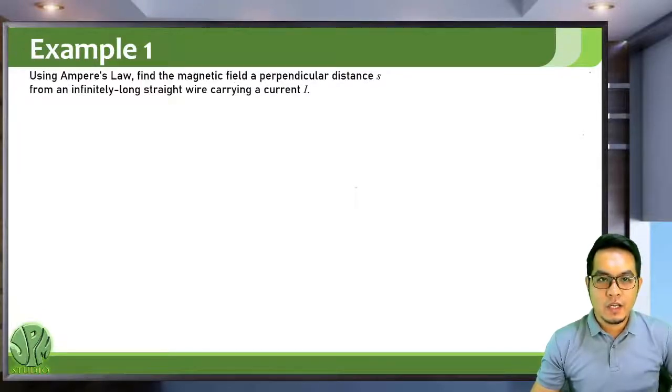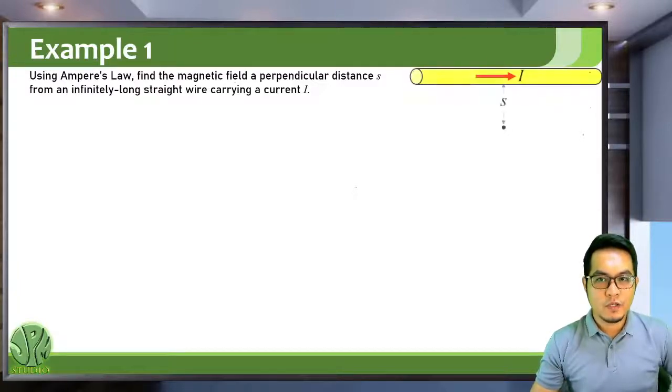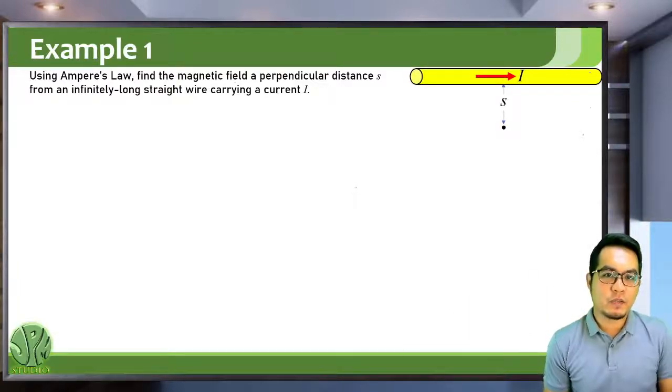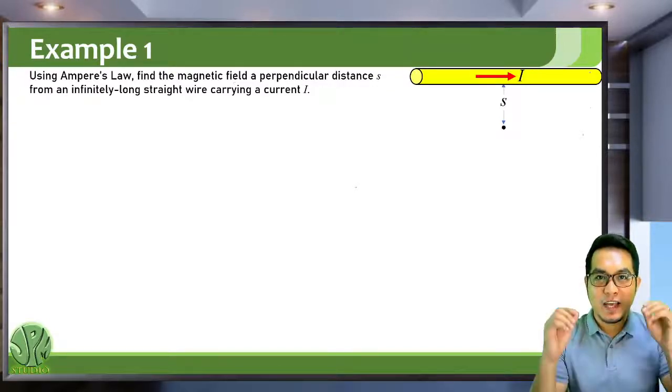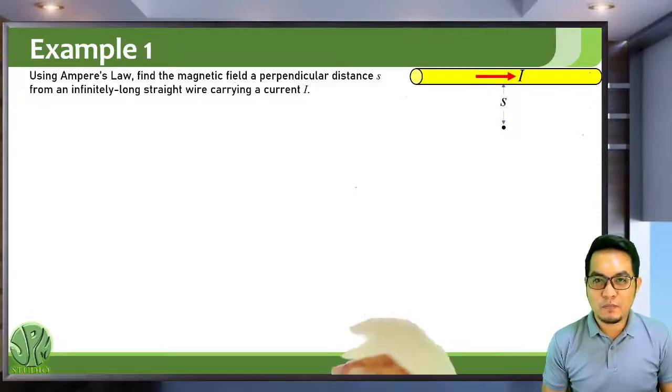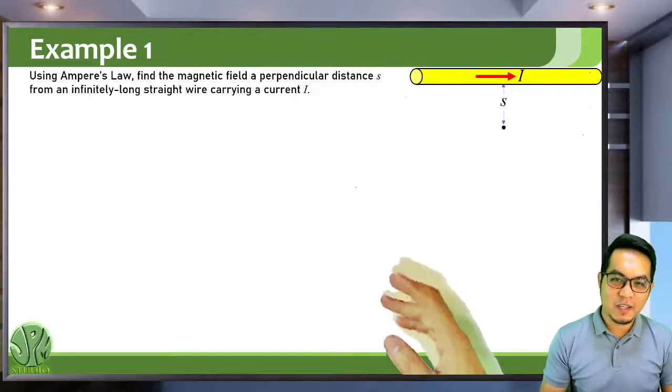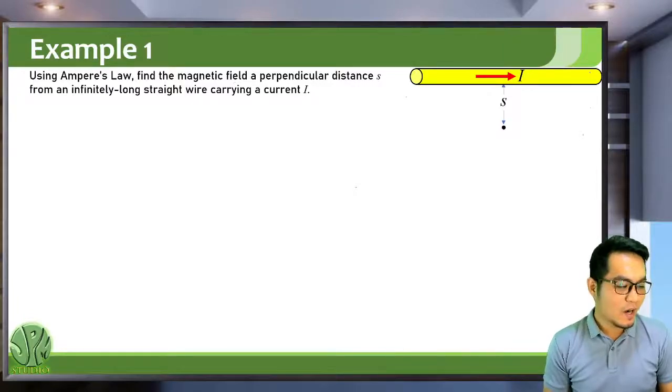Okay, let's first have an example. Using Ampere's law, find the magnetic field at a perpendicular distance s from an infinitely long straight wire carrying a current I. We actually solved this in the previous lesson, but we used the Biot-Savart law, where we solved for r and r prime and then the separation vector r hat.